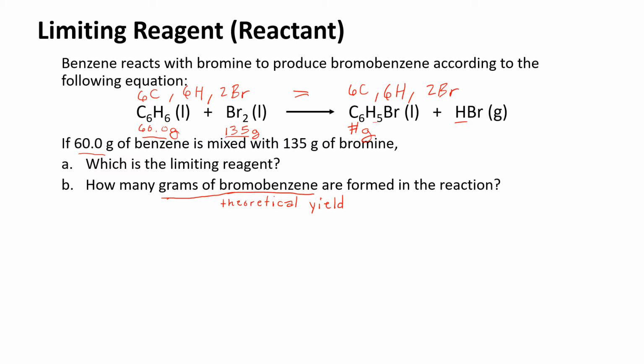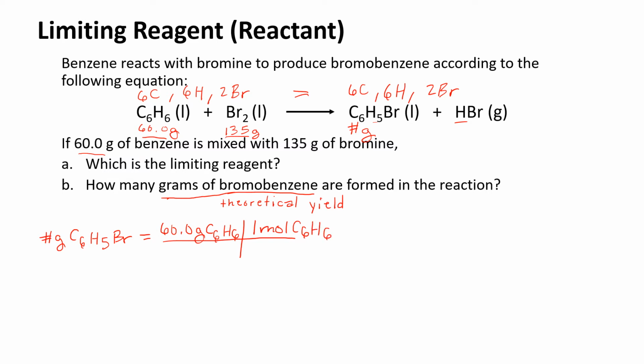So let's get started. So we'll say number of grams of C6H5Br, that is bromobenzene. So we'll start with benzene. So we'll say 60.0 grams of C6H6. Now I'm in grams of benzene. I want to get in moles. Grams of benzene, I want to get in moles of benzene. And so what I need to use is the molar mass for benzene.